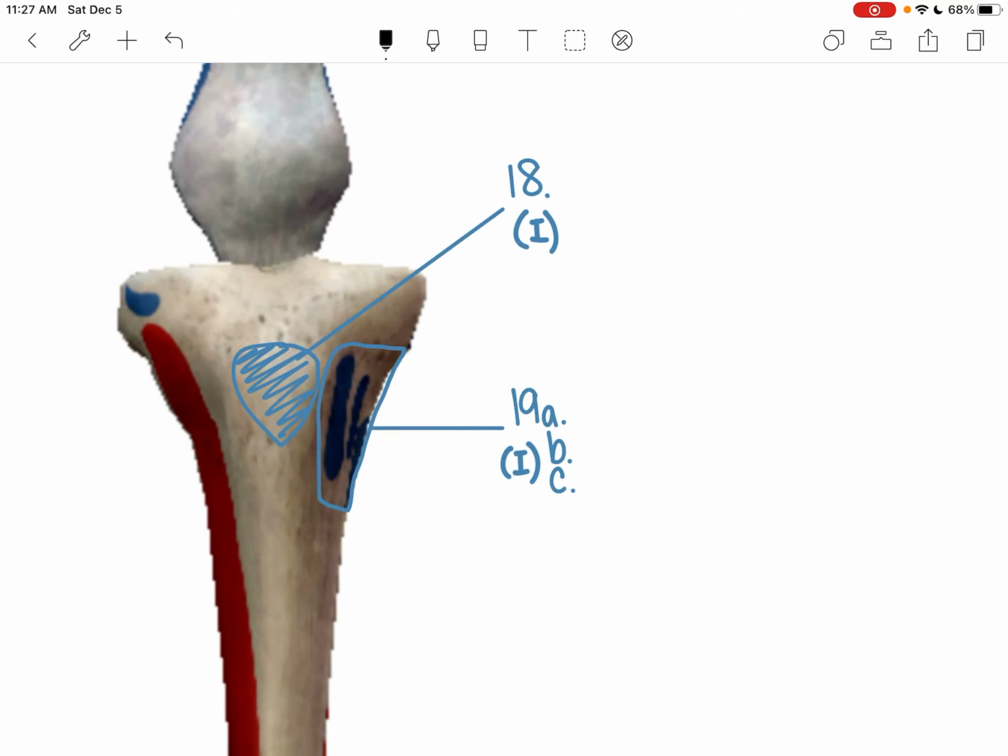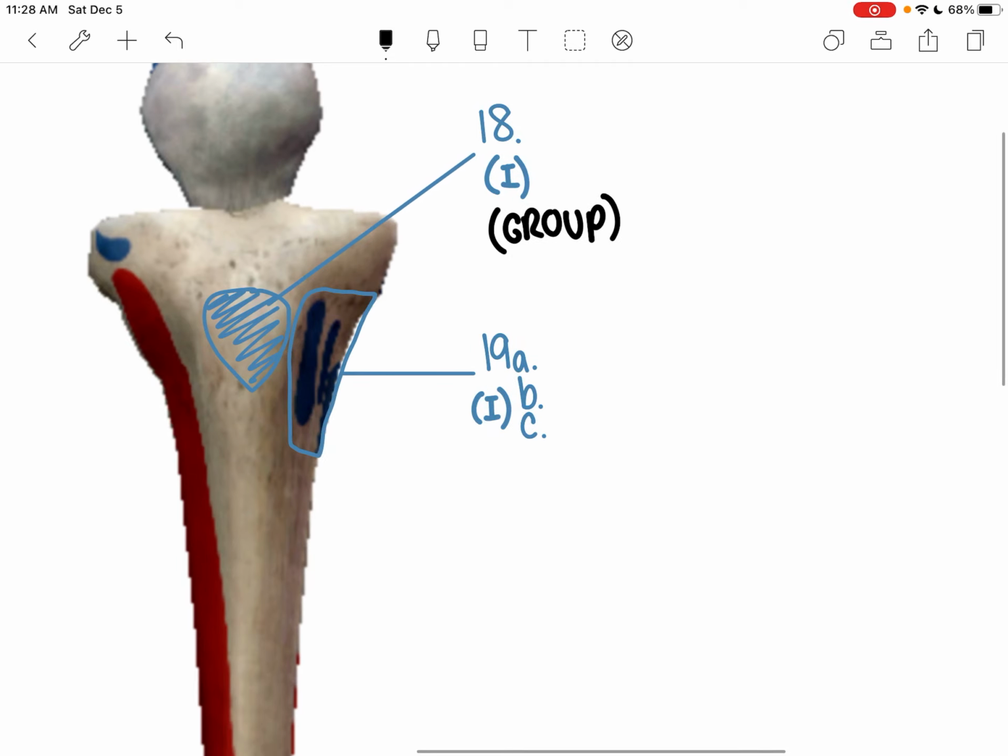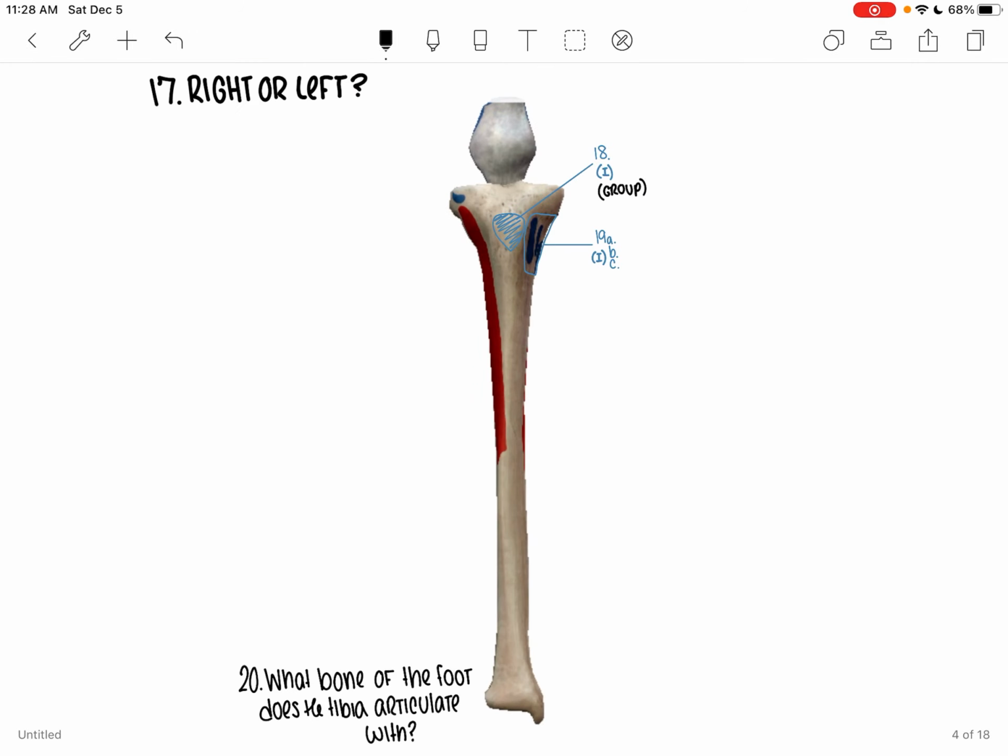So for 18, it's a group, but you should be able to list out the 4 muscles within that group. And then 19, it is 3 different muscles that insert at the same place. So A, B, and C to indicate which ones they are. And then lastly, what bone of the foot does the tibia articulate with for number 20? All right, so go ahead and pause the video now and go through those on your own.